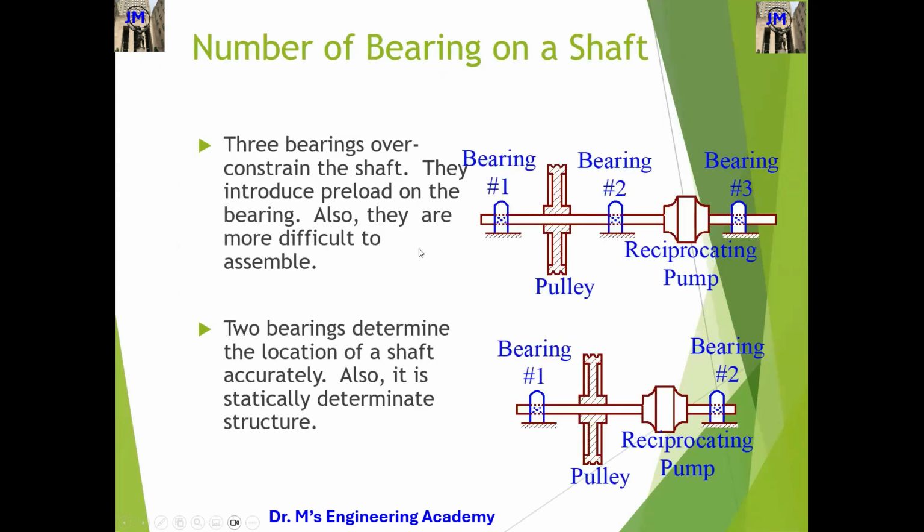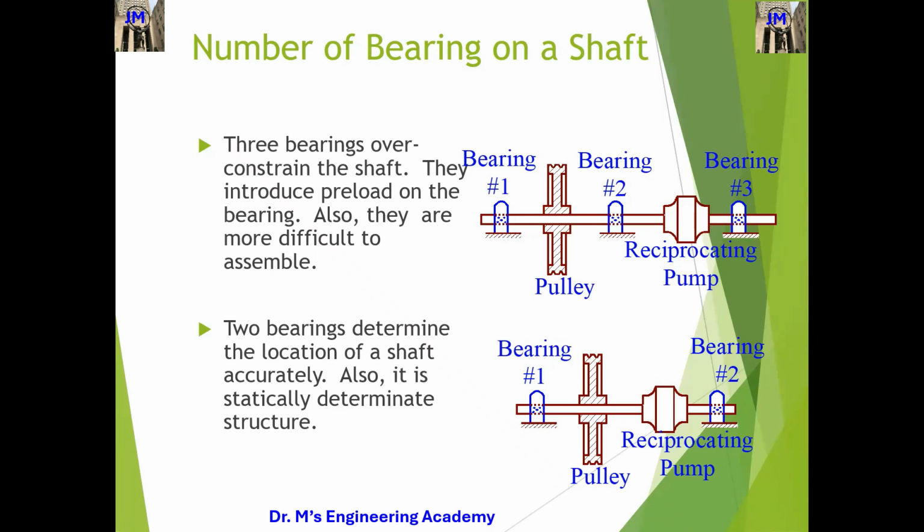So, the number of bearings on the shaft. Here I just give you an example. We have one shaft and 3 bearings, and the 3 bearings over-constrain the shaft and introduce preload on the bearings, and they are more difficult to assemble. So these are statically indeterminate structures. Why? Because you have the load and the reactions, and you have more unknowns to solve than the equations you have. So this is over-constraint.